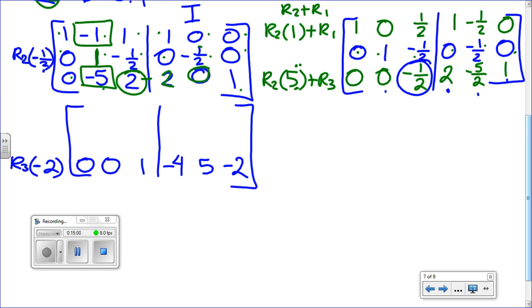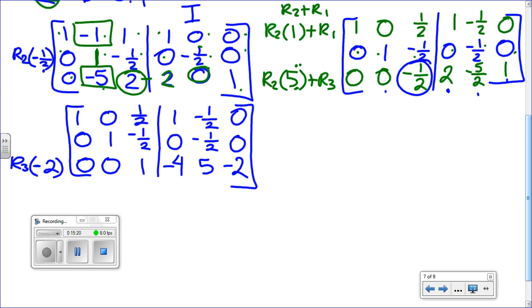Okay, so let's copy R1 and R2. Now you guys know that we're going to have to make those two fractions zeros. So this 1/2 needs to be a 0, and this negative 1/2 needs to be a 0 as well. So now our leading row is R3, because that's the one that contains the 1. So we're going to say R3 times something plus R1, and then we're also going to say R3 times something plus R2.